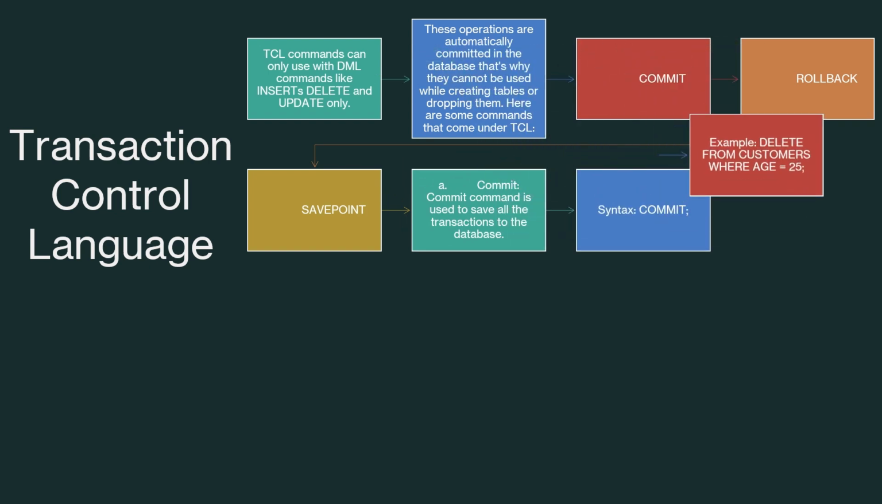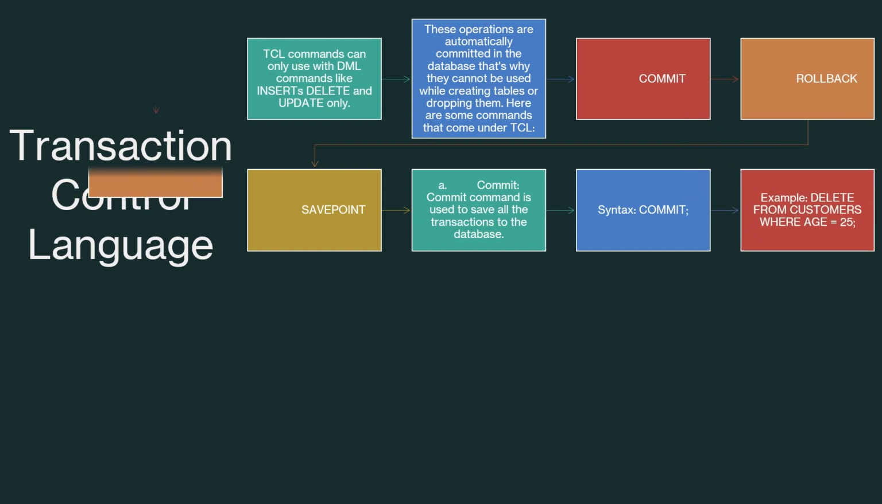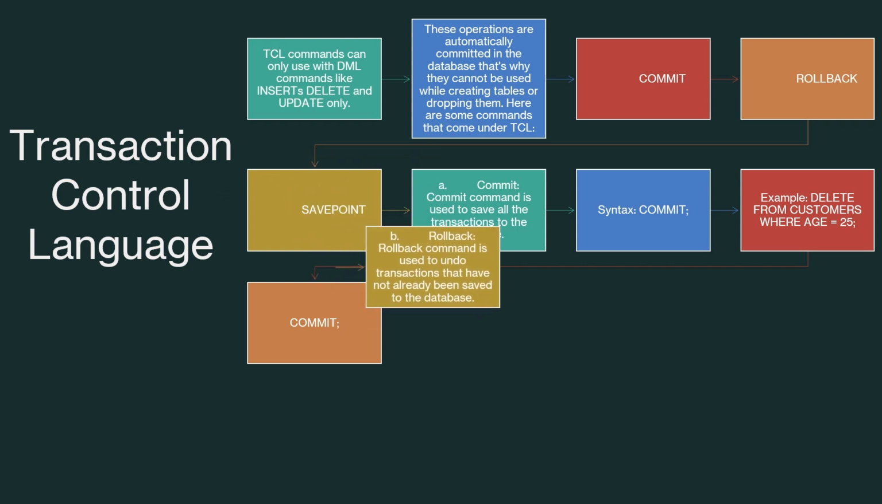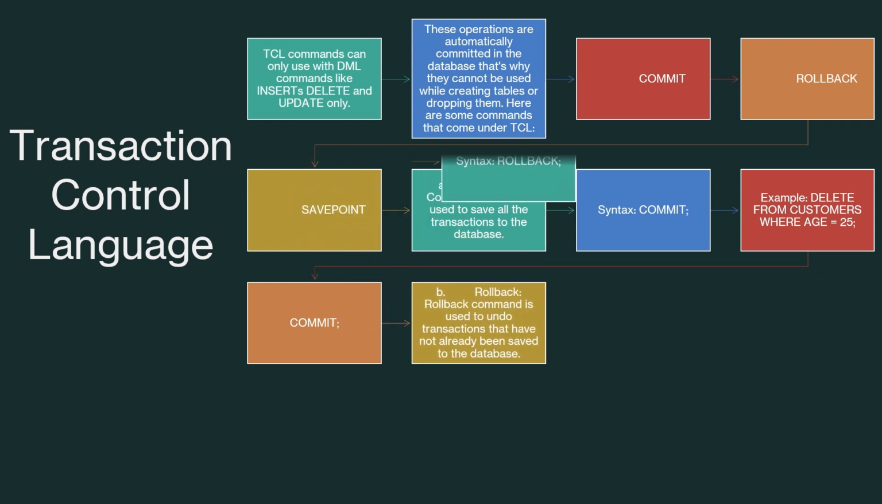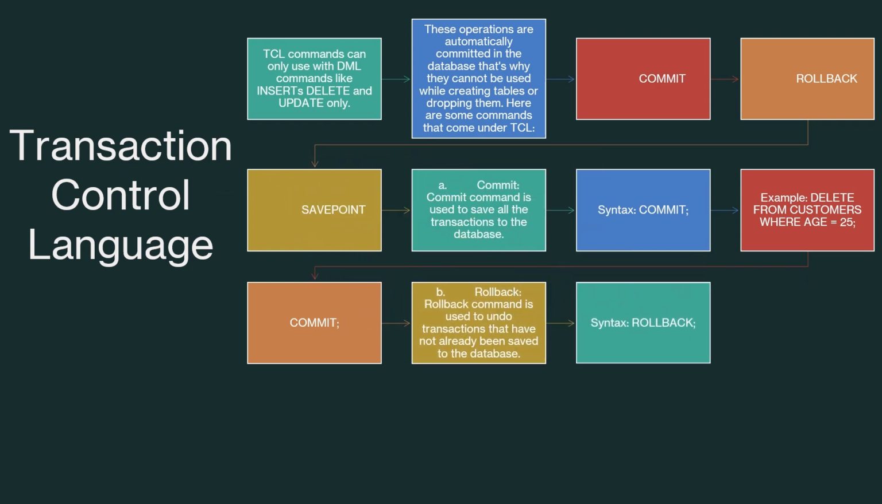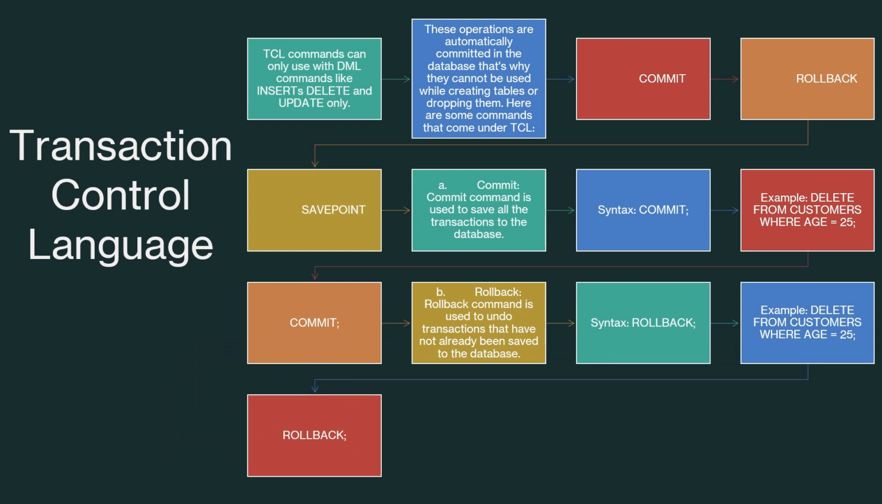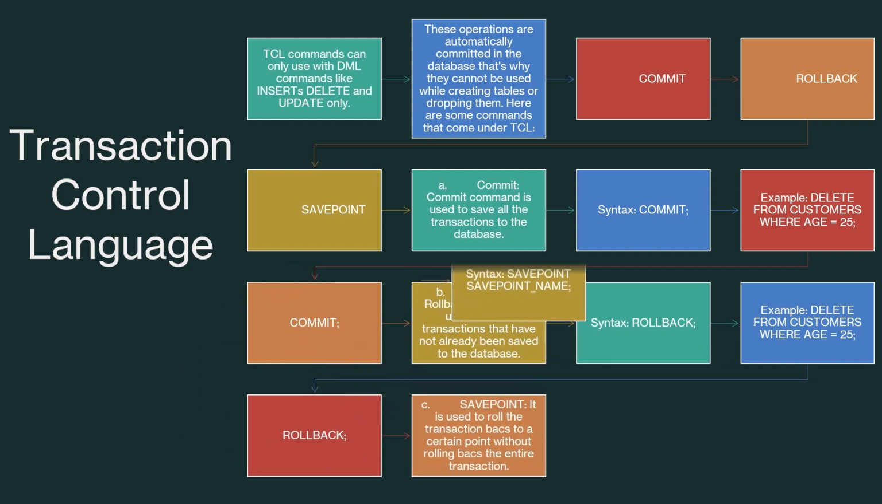Commit, Rollback, Savepoint. The Commit command is used to save all the transactions to the database. The Rollback command is used to undo transactions that have not already been saved to the database. Savepoint is used to roll the transaction back to a certain point without rolling back the entire transaction.